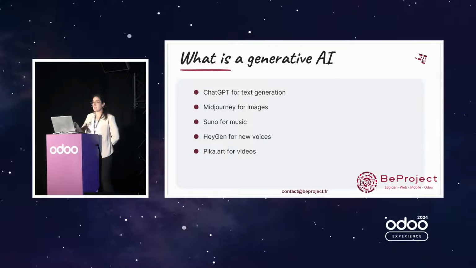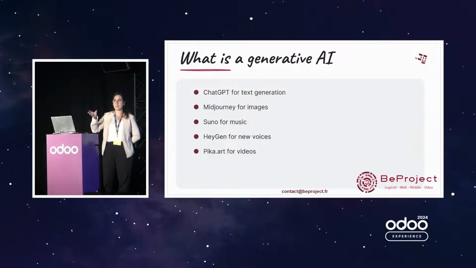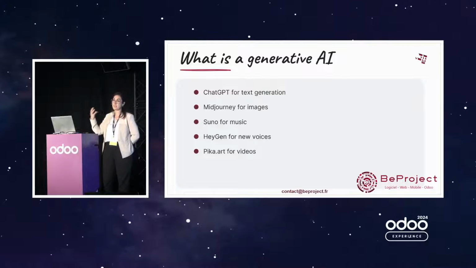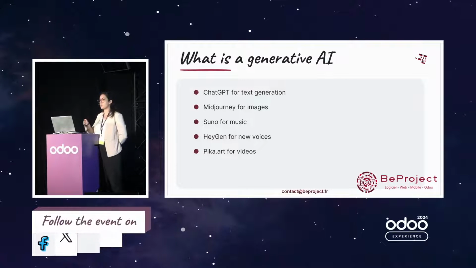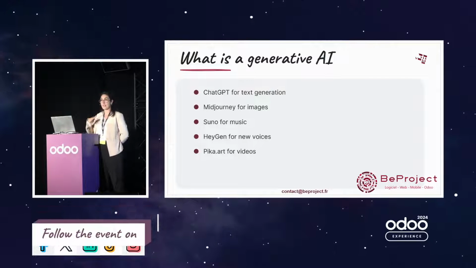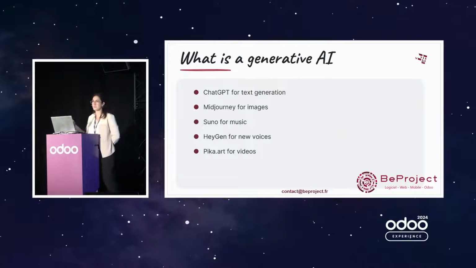You have generative AI in Odoo. You maybe saw it at the keynote this morning with the website builder. Also, you can rephrase or create text with AI on the backend of Odoo and on the website of Odoo. So it's pretty useful for the SEO.